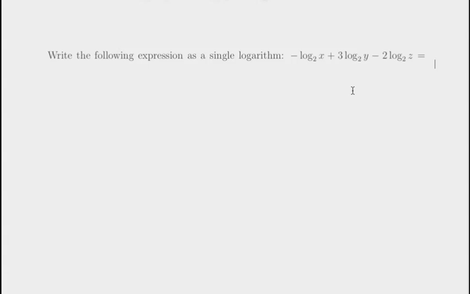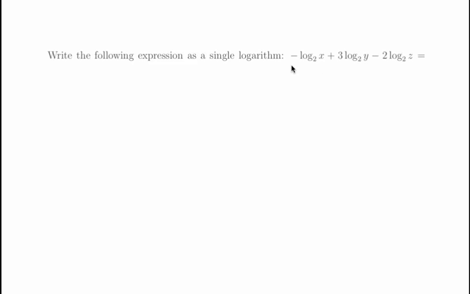Hello, welcome to this walkthrough of Mastery Exam EL, Practice Version 1, problem number 3. Here we're asked to write the following expression as a single logarithm: negative log base 2 of x plus 3 log base 2 of y minus 2 log base 2 of z. What does it mean to write something as a single logarithm, first of all?